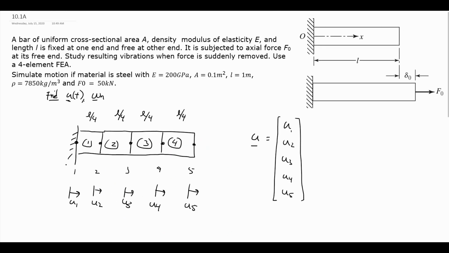In this example, though, every element has the same rho, A, and E, so we're not going to have to worry about changing that, but in general, that doesn't have to be true, and that's going to be the benefit of using finite element analysis: we're going to be able to solve the motion of systems that don't have constant rho, E, and A.